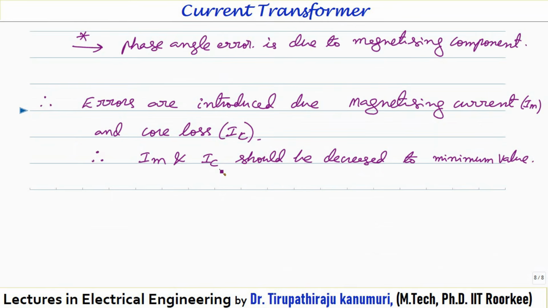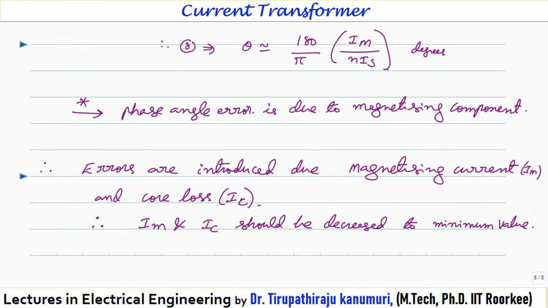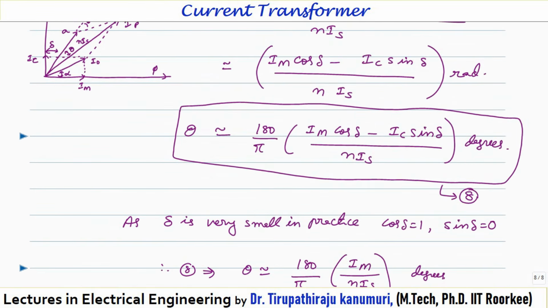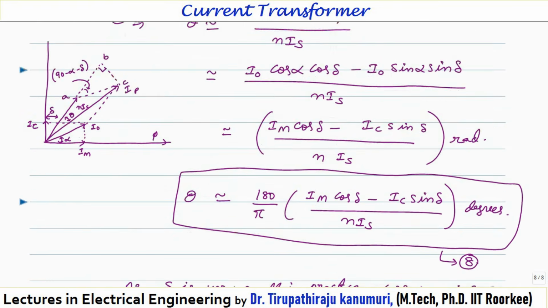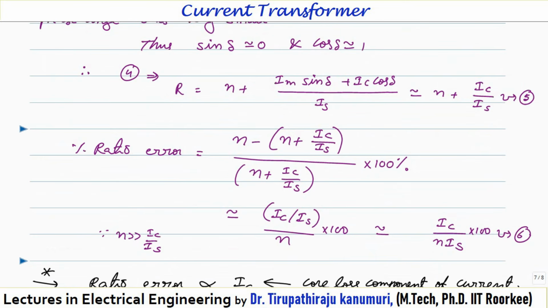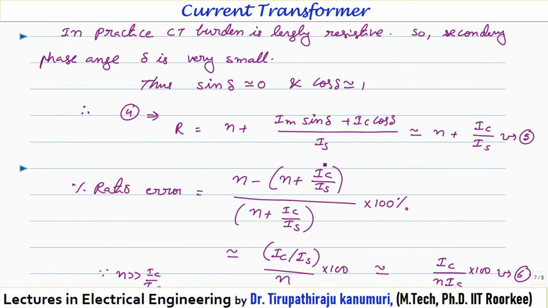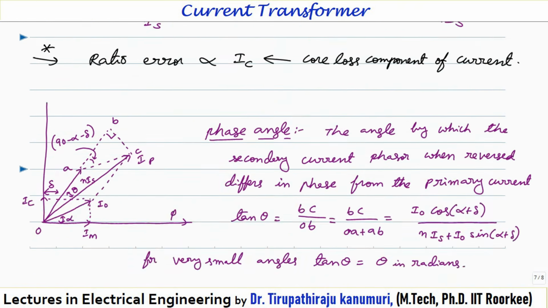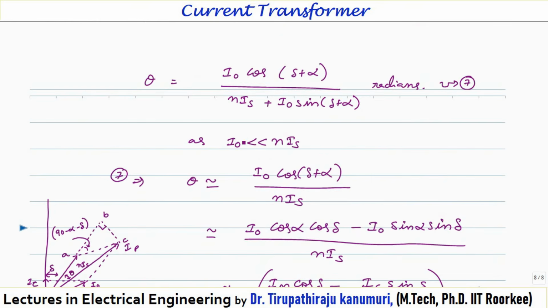So in practice, if you want to decrease the errors, what should I do? I have to decrease the terms Im and Ic. Even if you take the actual values, you can see theta is depending on Im and Ic. And in a similar way the ratio error, that we got as Im sin delta plus Ic cos delta by Is, is again depending on Im and Ic. So we have to decrease this value of the no load component, Im and Ic, in practice.